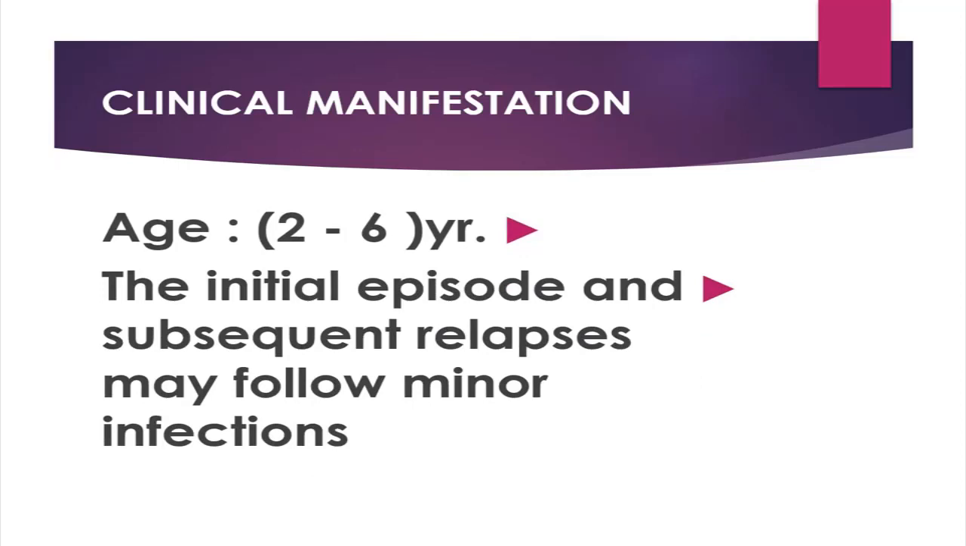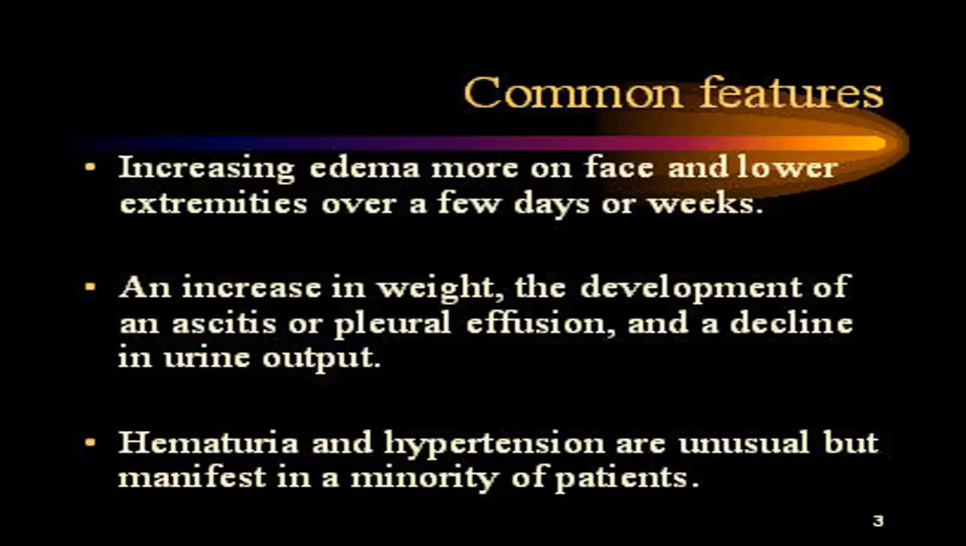The patients usually, as we said, are between 2 years and 6 years, and it is more common in males than females. The patient could have multiple episodes after remissions. These episodes are triggered by infection, minor infection like common cold, rhinorrhea, fever, even worm infestation, or sometimes a bee sting.